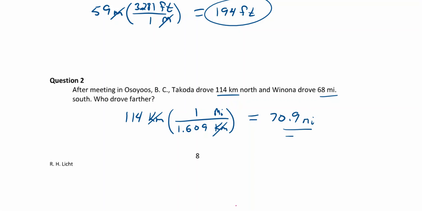So who drove farther? Well, Dakota did. 70.9 is greater than 68, and they're both in miles, so we can compare properly now.